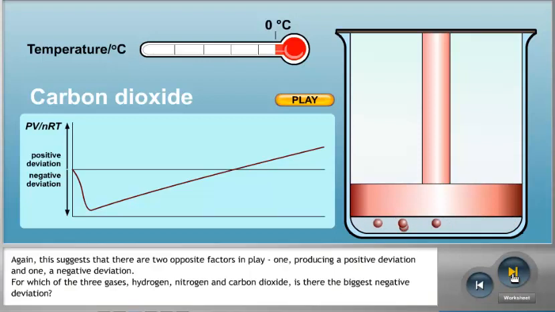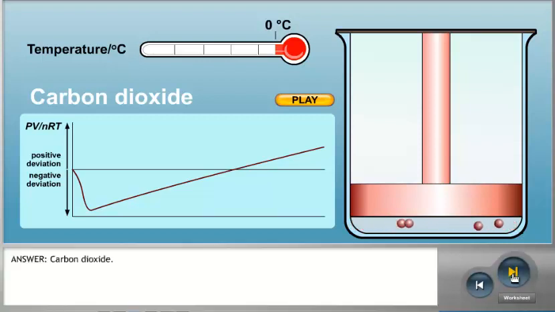Again, this suggests that there are two opposite factors in play, one producing a positive deviation and one a negative deviation. For which of the three gases, hydrogen, nitrogen and carbon dioxide, is there the biggest negative deviation? Answer: carbon dioxide.